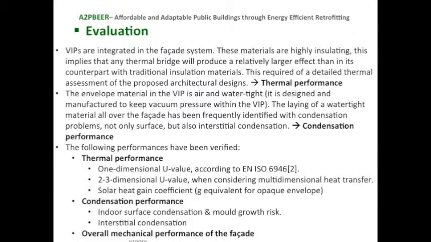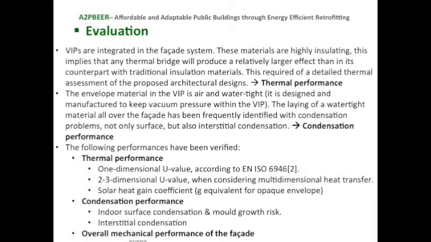We are not going to explain in depth all the evaluation that we have developed in the frame of the project, but we would like to share with you the different performance that we have verified. We have verified thermal performance, one-dimensional U value according to this regulation, 2 and 3 dimensions U value when considering multidimensional heat transfer, the solar heat gain coefficient. These points relate to thermal performance.